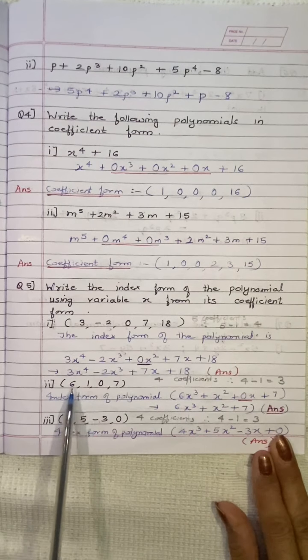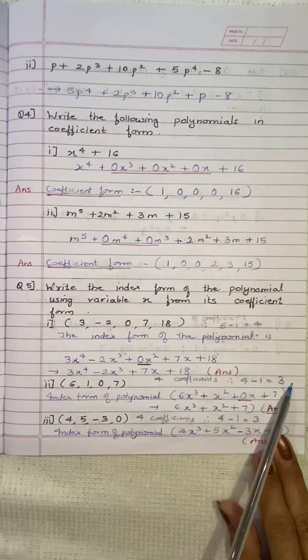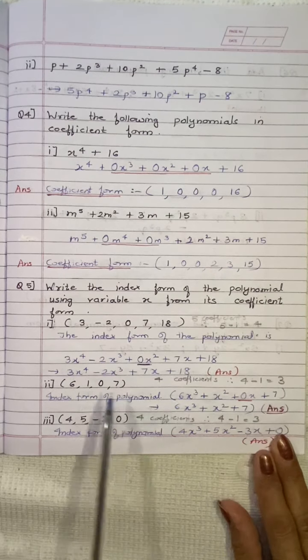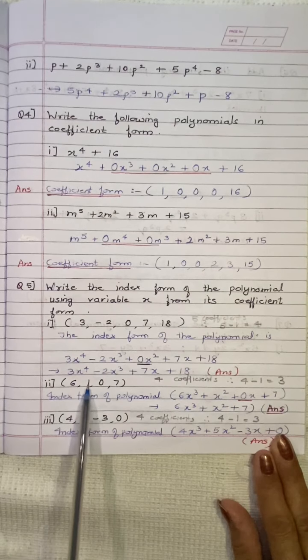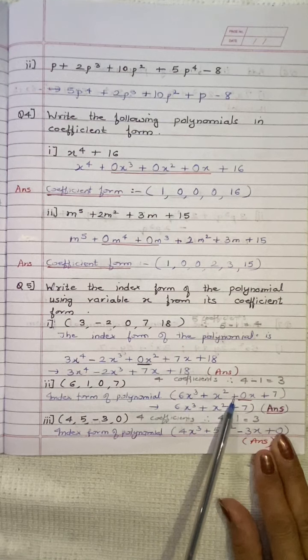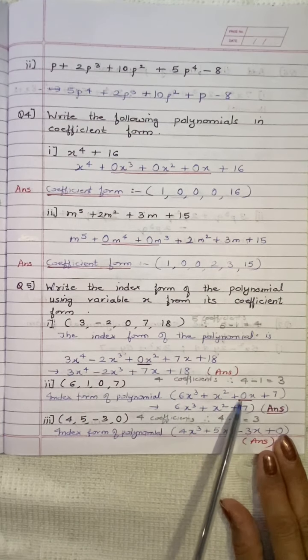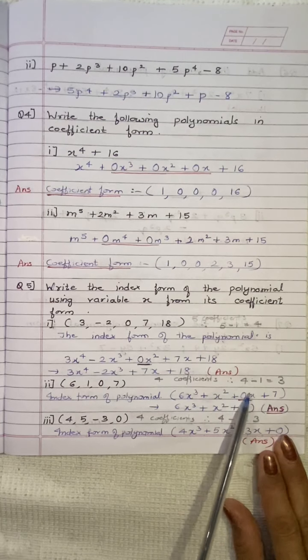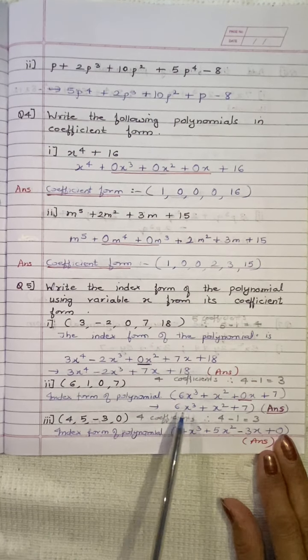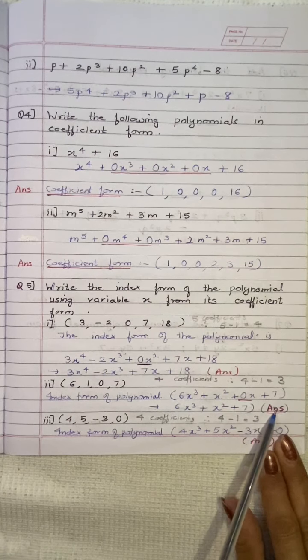Second one, 6, 1, 0, 7. 4 coefficients minus 1, that is the constant. Now here it begins with x, x square and x cube. So 6x cube plus x square plus 0x plus 7. We need not write this term because it is missing. So the actual expression will be 6x cube plus x square plus 7. This will be the answer.